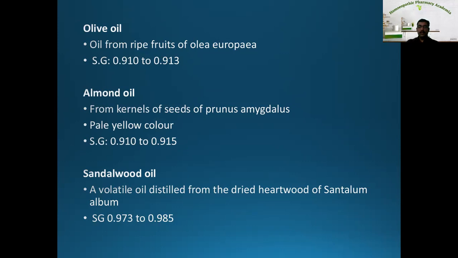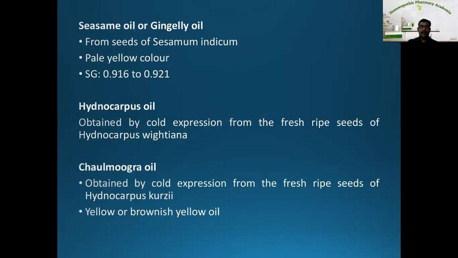And it is used in perfumes and cosmetics because of its aromatic, pleasant odor. Now, next one is sesame oil or gingerly oil. So this sesame oil or gingerly oil is prepared from the seeds of Sesamum indicum.